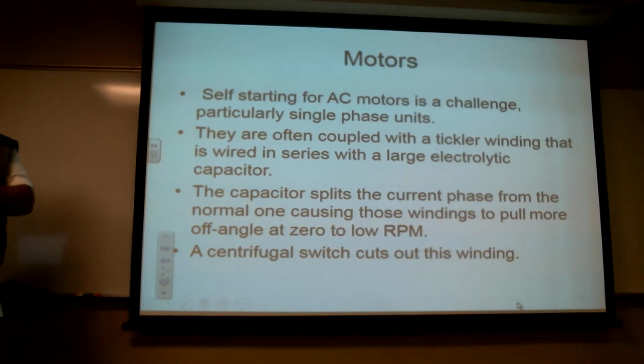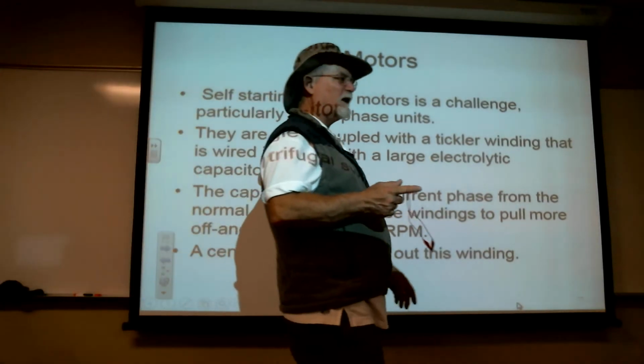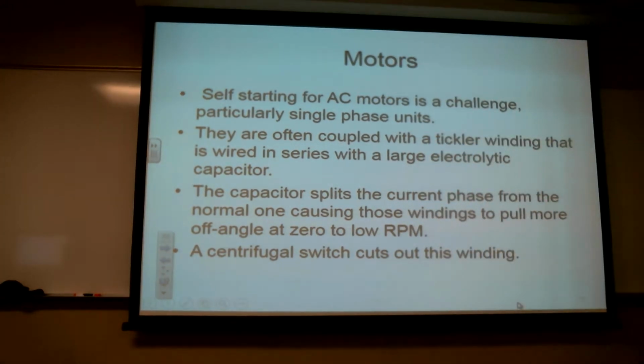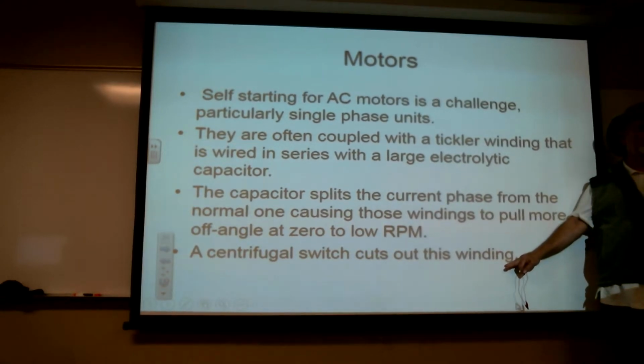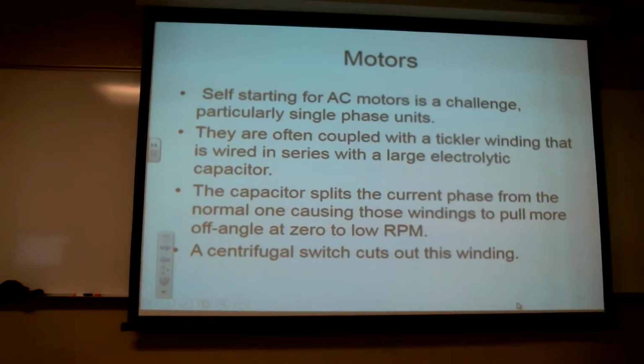The problem is, once I get this thing going, I don't want to keep the capacitor running because it's going to get hot. We're going to really load the thing up. So we're going to use a capacitive reactance to phase shift the original inductive reactance to get the magnetic fields to shift off just a little bit into a little bit of an S curve. Then once it comes up to speed, we're going to use a centrifugal switch or some other device to kick the capacitor offline.